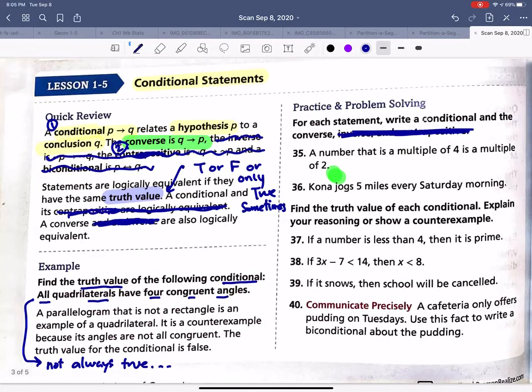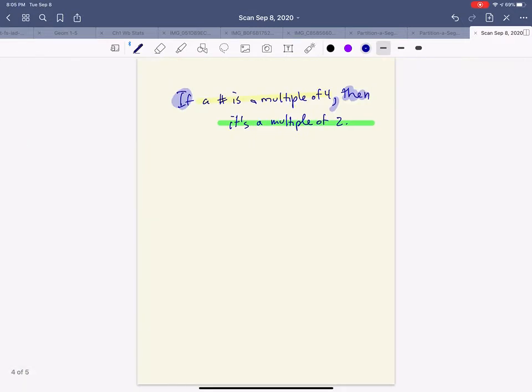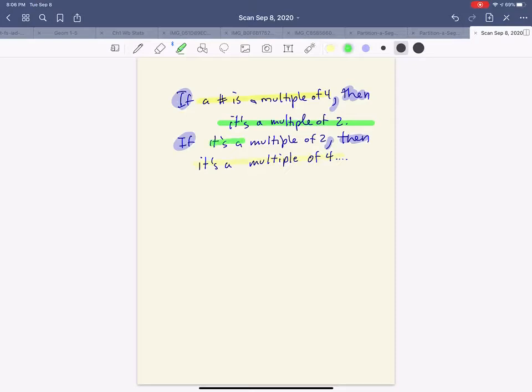Okay, now it says write the converse. So we can do that. I'm just going to flip these around. If it's a multiple of 2, then it's a multiple of 4. Now, I'm not sure if that truth statement holds up, but I've definitely done what I've been asked. I've been asked to write an if-then statement where I first put the hypothesis here, and then I rewrite it with the hypothesis second. I flip those around.